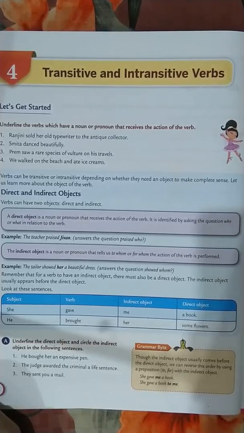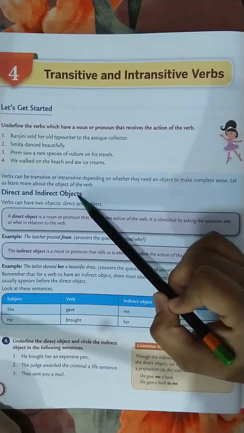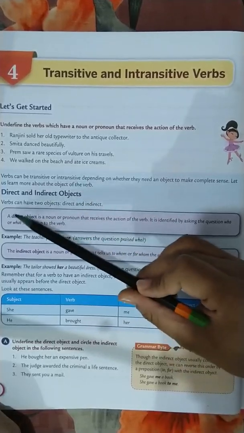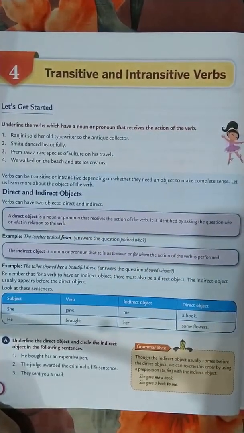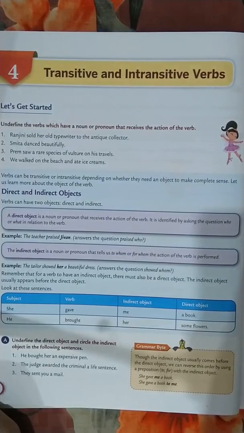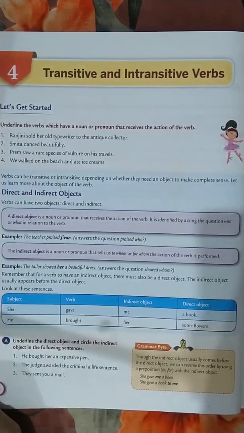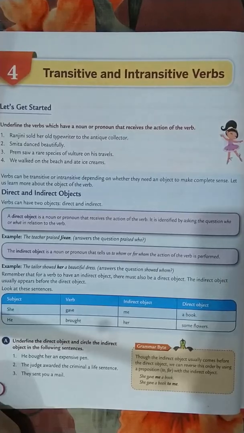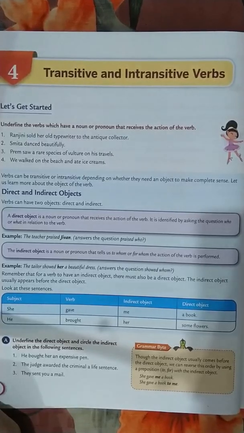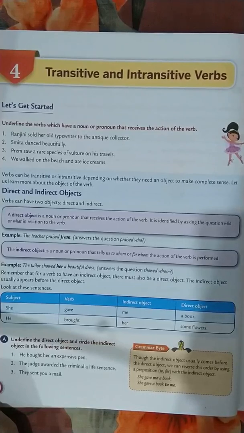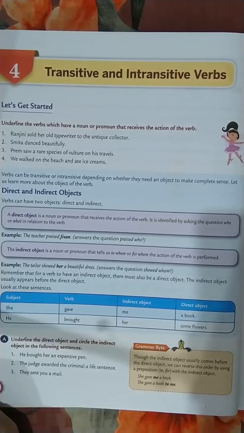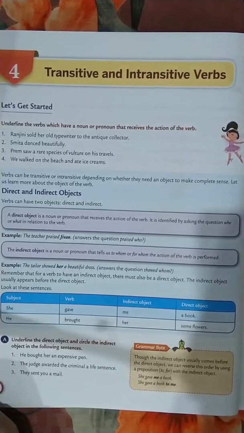Okay students, now direct and indirect objects. Students, a verb can have two objects, direct and indirect. Now, a direct object is a noun or pronoun that receives the action of the verb. Do remember that it receives the action of the verb.